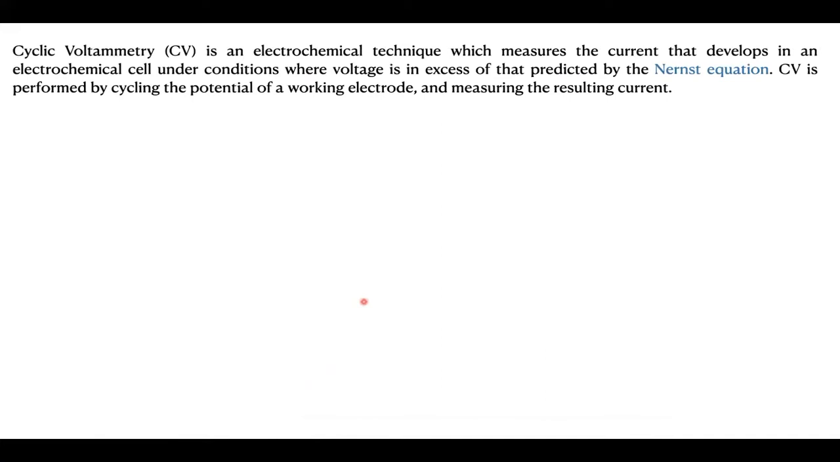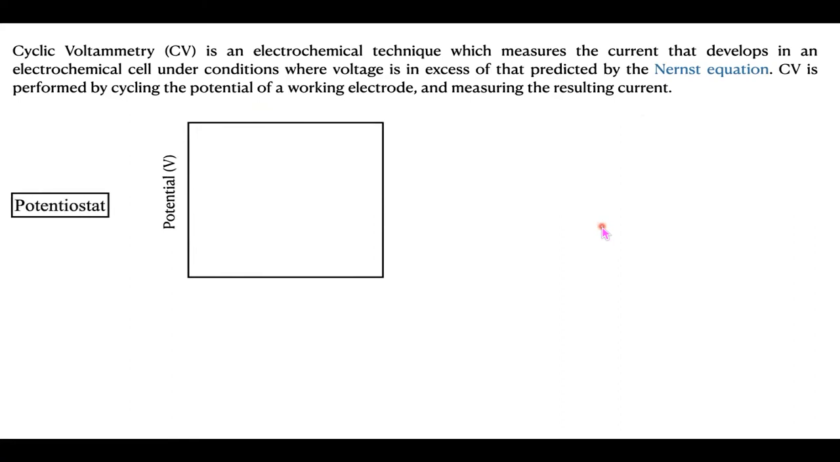The definition of cyclic voltammetry is an electrochemical technique which measures the current that develops in an electrochemical cell under conditions where voltage is in excess of that predicted by the Nernst equation. CV is performed by cycling the potential of a working electrode and measuring the resulting current.